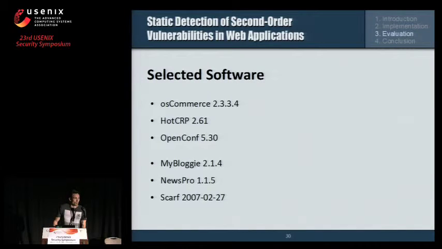We evaluated our approach against different types of applications. The first three are real-world applications. We chose osCommerce 2, which is e-commerce software, and HotCRP and OpenConf, which are two well-known conference management systems in academia. And we also chose three toy applications that are largely used in previous work, so we wanted to compare our results against previous work.